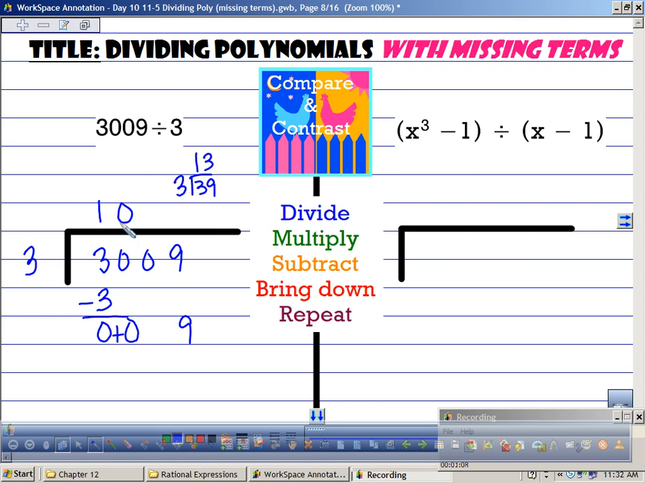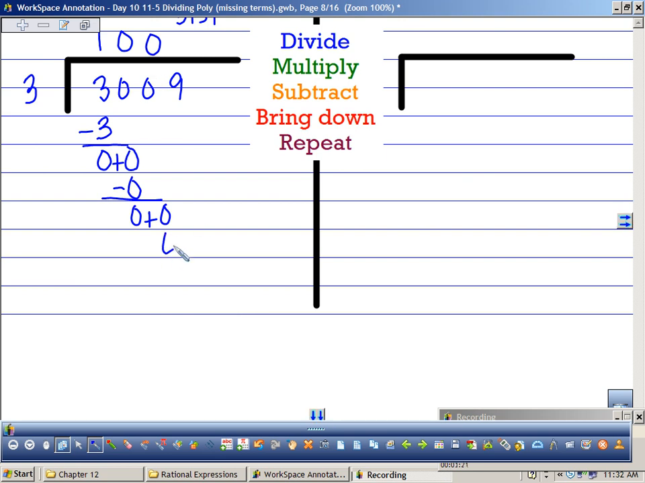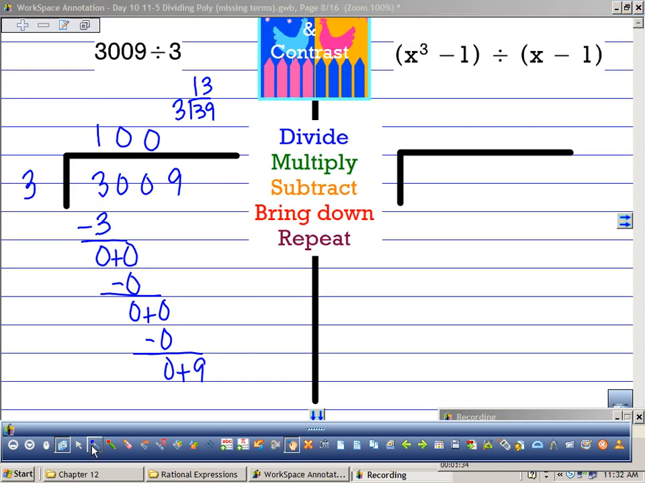3 goes into 0, 0. 0 times 3 is 0. Subtract nothing, you get nothing. You bring down nothing, you get nothing, right? And it sounds silly to do all this process, but if we didn't bring down the zeros, we would get 13 instead of 1,003.